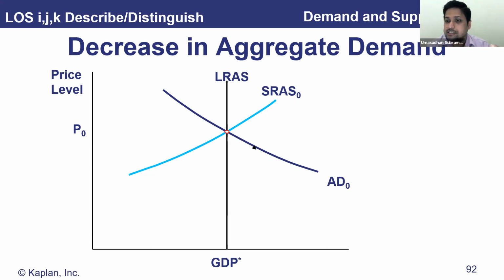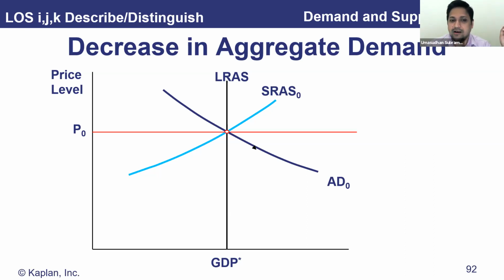Now, the labor resources, are they cheap or expensive? Your labor resources are cheap. Now, what will companies do? Will they hire more or hire less? They will hire more and supply more. Where are you back at again? You are back at LRAS, long-run aggregate supply, full employment GDP, but this time prices have decreased.